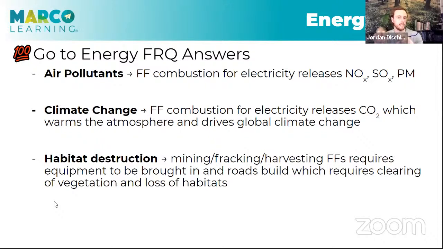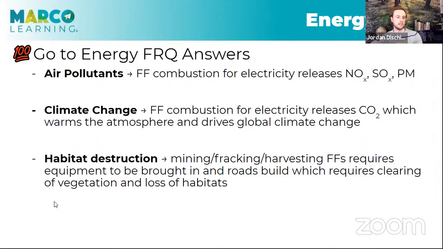Climate change is a go-to answer. You really need to be able to explain the basis of climate change and relate it to fossil fuels. So when we burn fossil fuels for electricity, we release CO2 that warms the atmosphere because it's a greenhouse gas, meaning that it traps heat and radiates it back down to Earth. Now we are increasing the rate of global climate change.